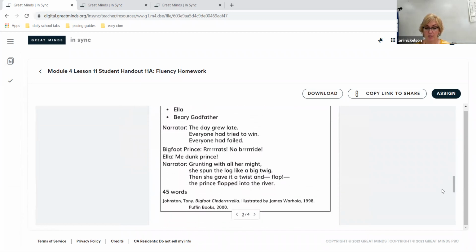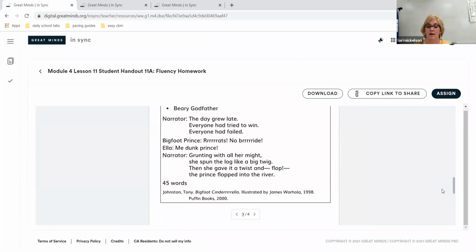Okay, here's option B. The day grew late. Everyone had tried to win. Everyone had failed. Rats, no bride. Me dunk prince. Grunting with all of her might, she spun the log like a big twig. Then she gave it a twist and a flop. The prince flopped into the river.